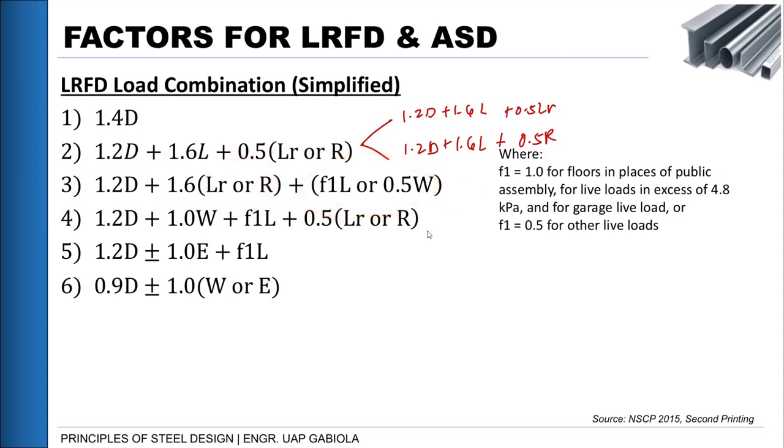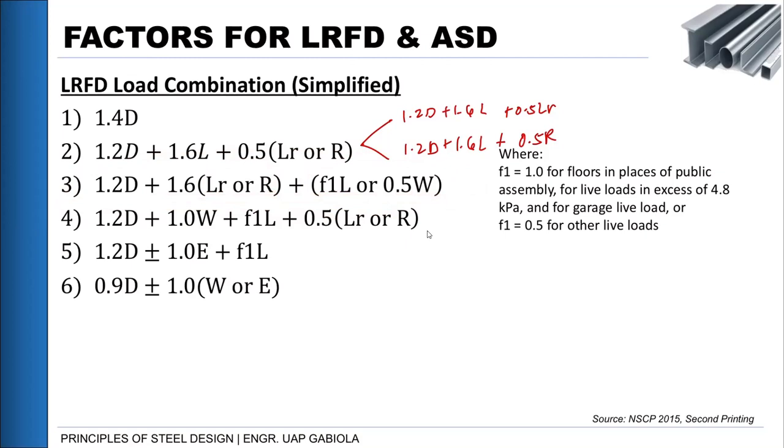So it means that for load combo number 3, there are four kinds. It can be LR with F1 with live load, LR with wind, or rain load with live load, or rain with wind load. Okay? So this is another combo that the code thinks is possible to happen in our structure.